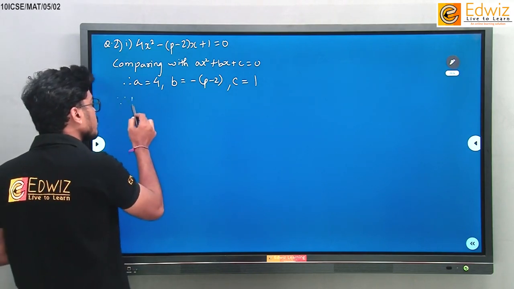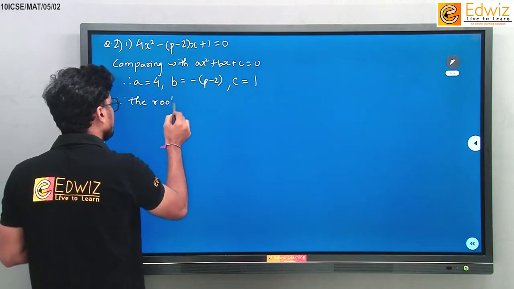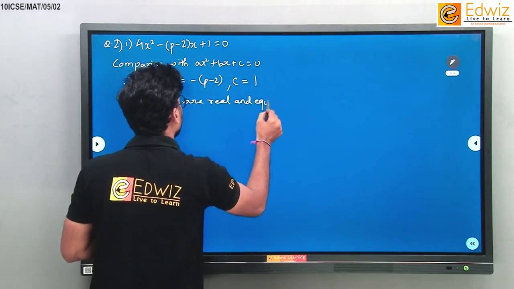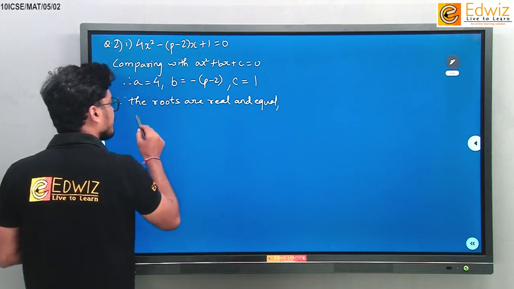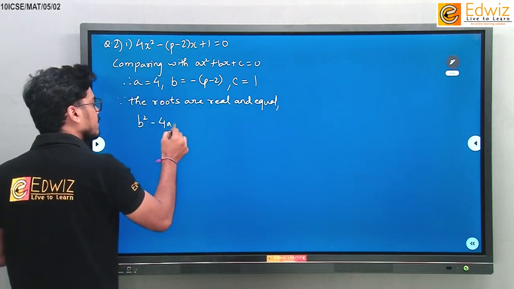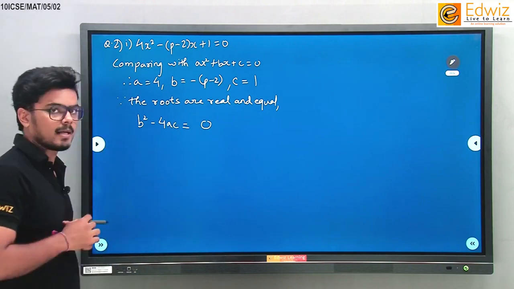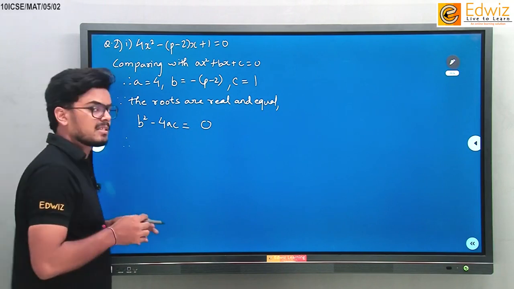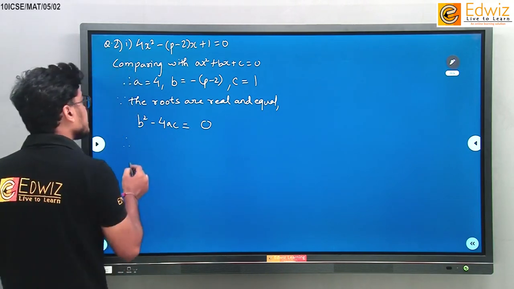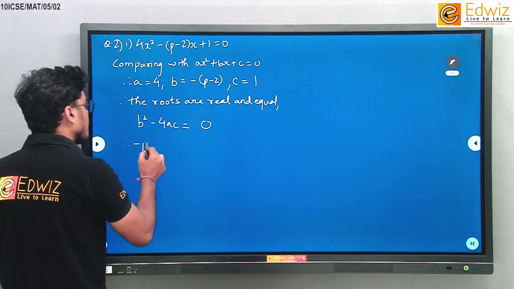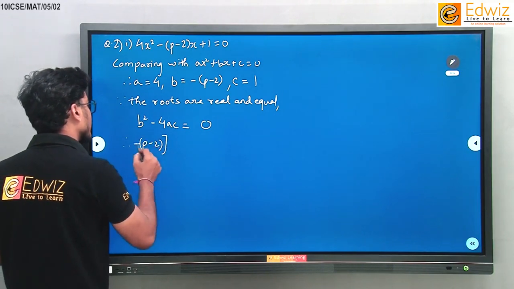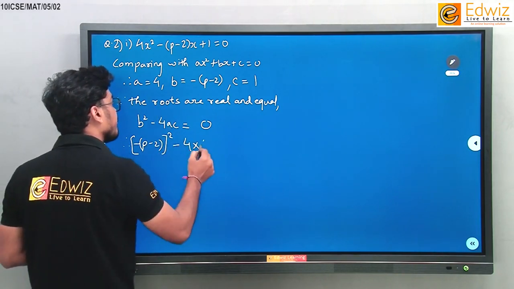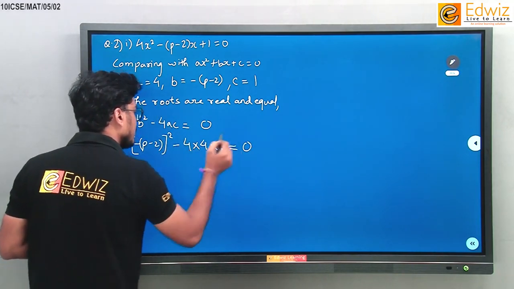So since the roots are real and equal, b square minus 4ac, the discriminant, is equal to 0. Correct? Substitute the values of b, a and c. You will automatically get an equation in terms of p. So b square means minus (p minus 2) square, minus 4 into a, that is once again 4, and c is 1. This is equal to 0.